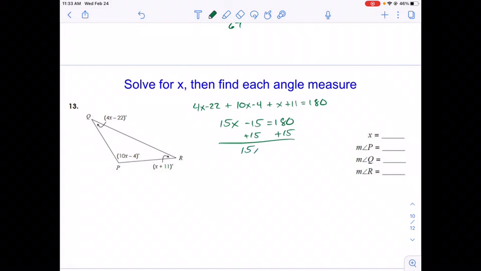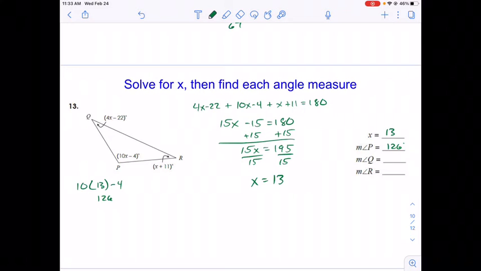So 15x is equal to 195 divided by 15. And x is equal to 13. So there's our first part here. Now it's a matter of going back and plugging everything in. They say start with P, so we're going to do 10 times 13 minus 4. That's 130 minus 4, which is going to give us 126.